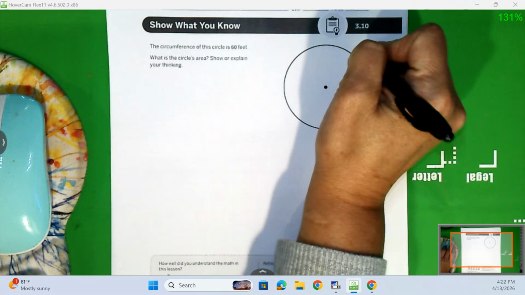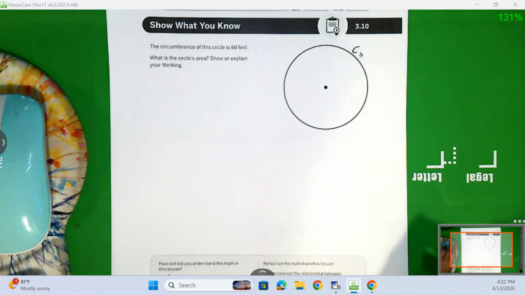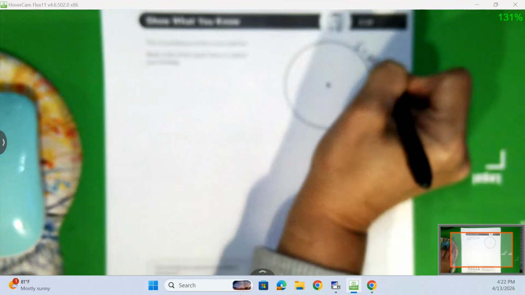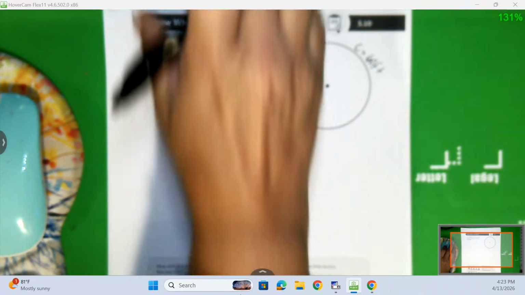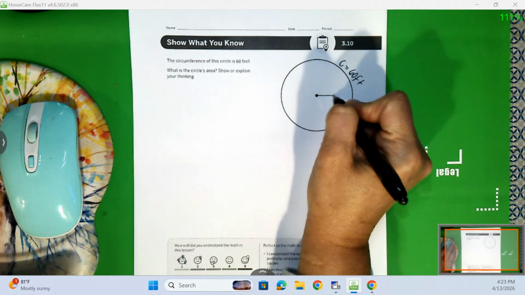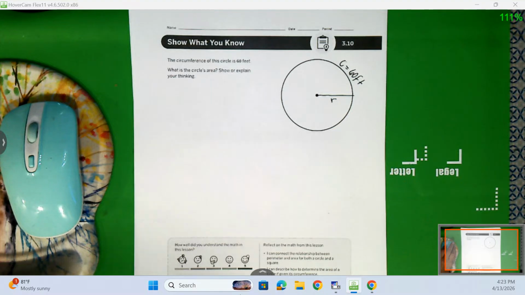So again, the circumference is the distance around. It's like the perimeter of the circle. And we're told that that's 60 feet. So the first thing I'm going to do is go ahead and label that. And then I know that the area formula for a circle requires us to know the radius, or r.